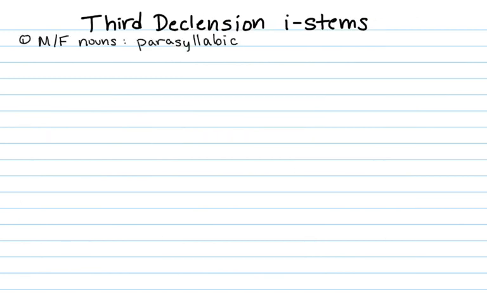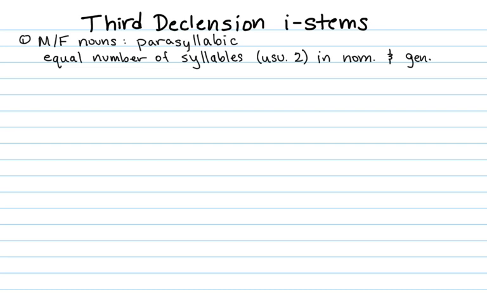So, if you look at masculine and feminine nouns, if you look at the first two parts of the dictionary entry, if they have equal numbers of syllables, usually 2, in the nominative and the genitive, we call this parasyllabic, meaning equal numbers of syllables. So for masculine and feminine nouns that are parasyllabic, those are I stems.